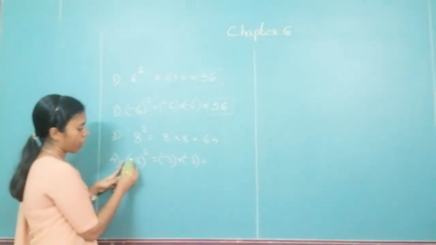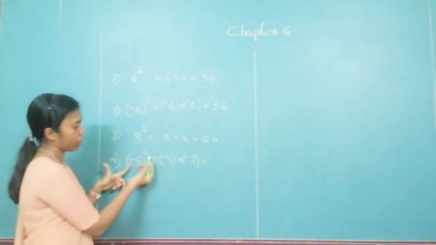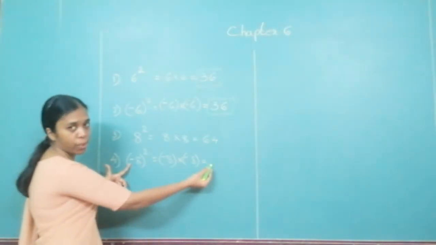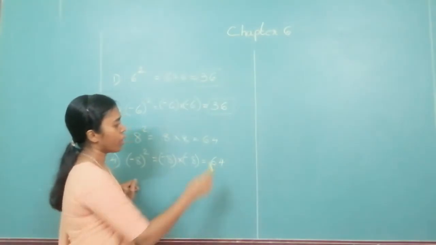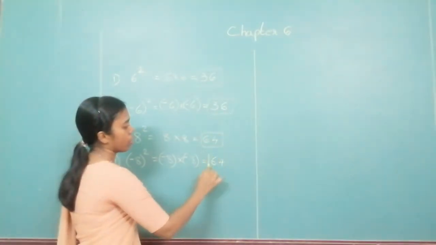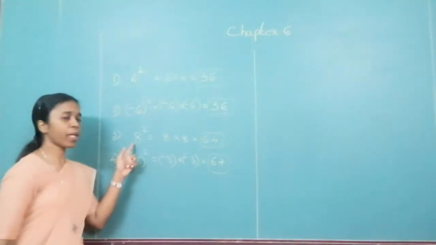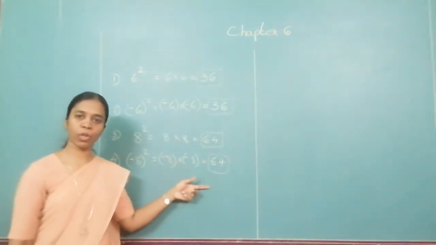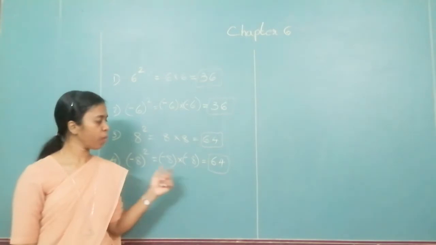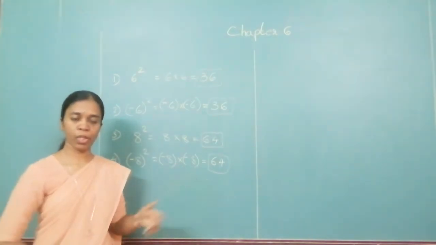Now, again, the integer is negative. This is an even number, so the answer will be positive. 8 8s are 64. Again, you can see that 8 square is 64, and minus 8 square also is 64. In both the cases I have 64.